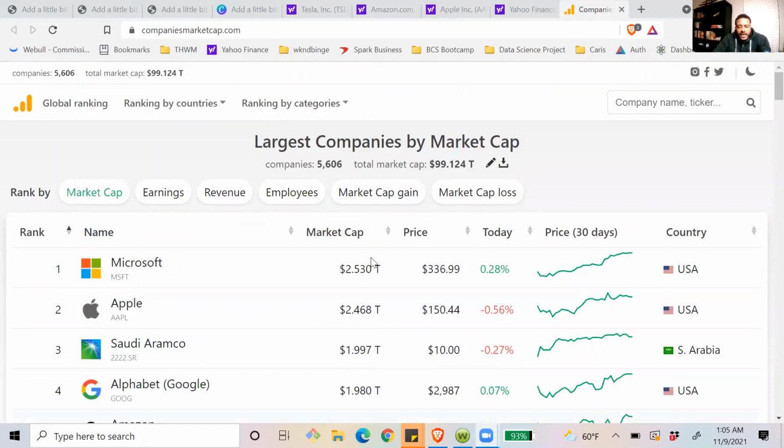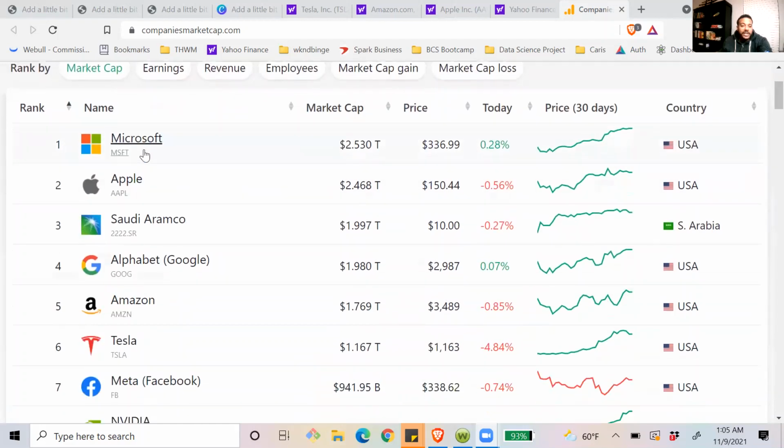I want everybody to get away from looking at stock prices. In fact, the true valuation of any company is reflected in its market cap, or how much it's worth. So this is the website, Companies Market Cap, and you can come down and it has everything listed. As you can see, Microsoft recently overtook Apple to be the largest company in the world. And you can see why.